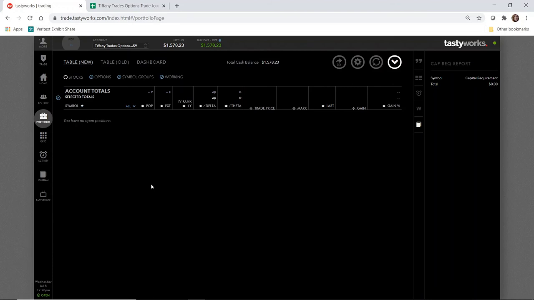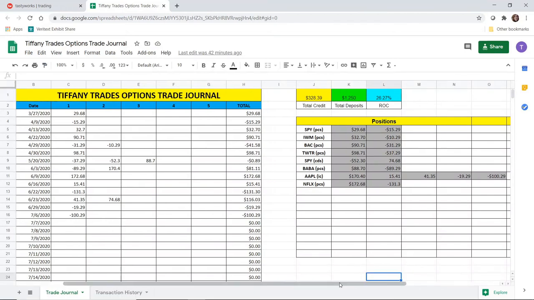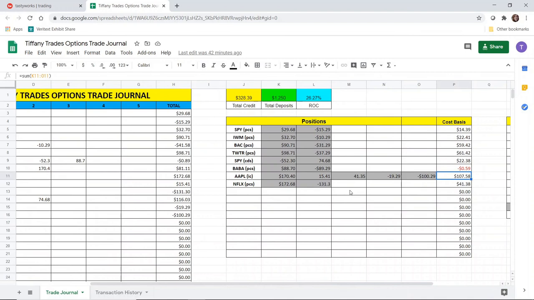Today is July 8th. It's about 12:30 p.m. I just wanted to give you guys some account updates. The Apple position closed earlier this week for $1, so $100.29. In total, I ended up keeping $107 off of this trade.